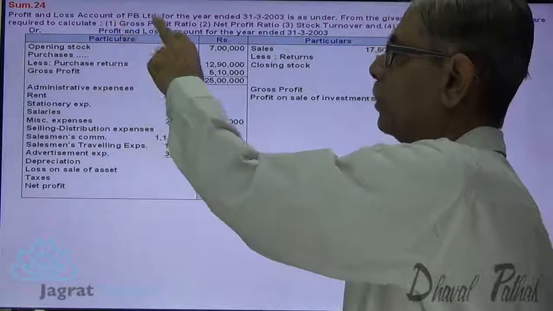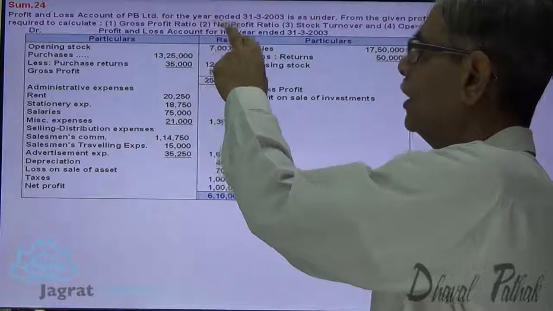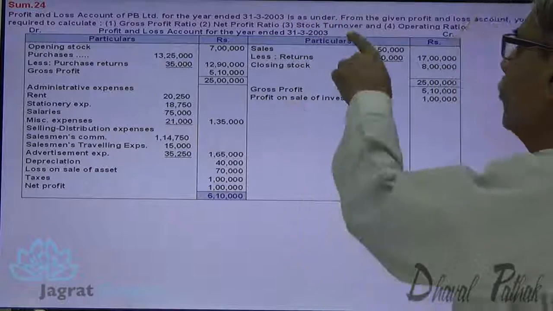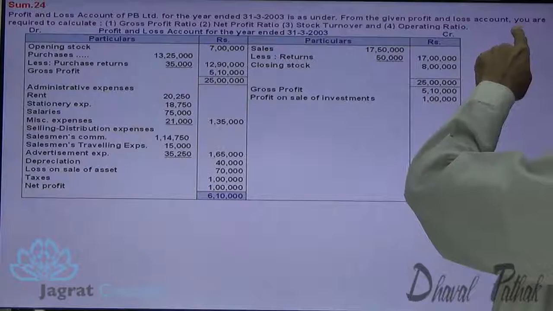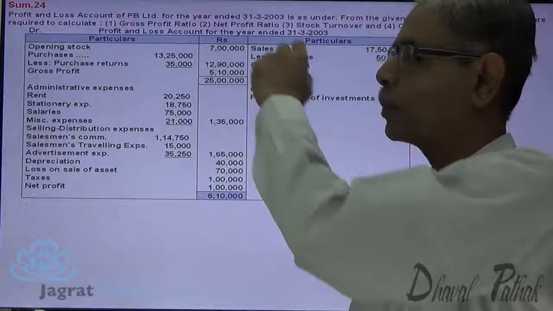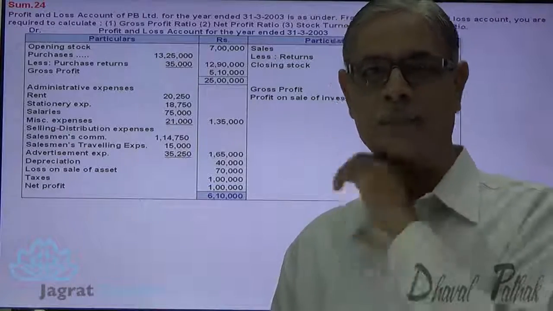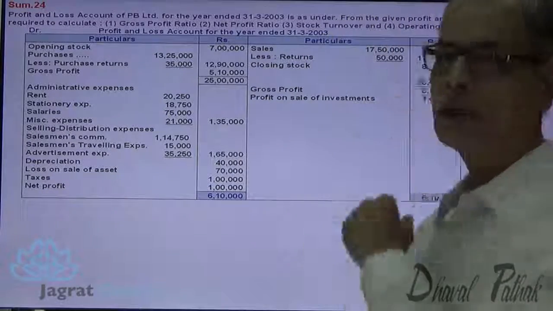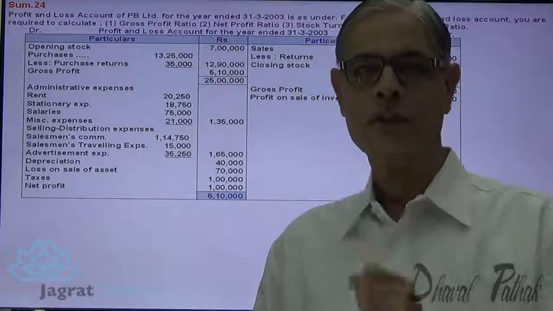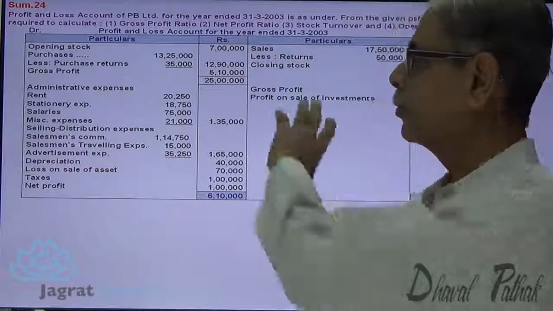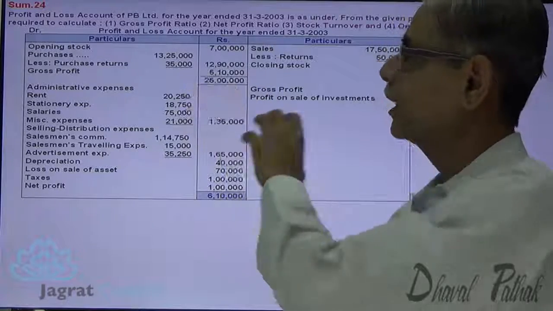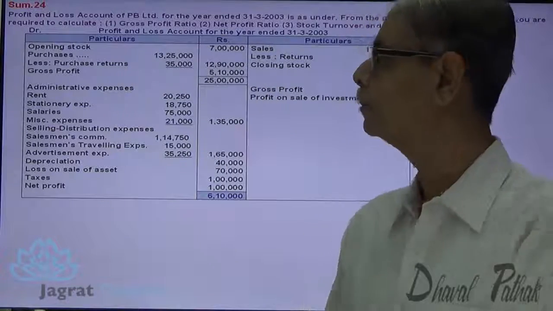Profit and loss account of PV Limited for the year ended on 31st of March 2003 is as under. From the given profit and loss account, you are required to calculate 1. Gross profit ratio, 2. Net profit ratio, 3. Stock turnover ratio and 4. Operating ratio. So these 4 ratios are required to be worked out from the information given to you here in this profit and loss account, trading profit and loss account.